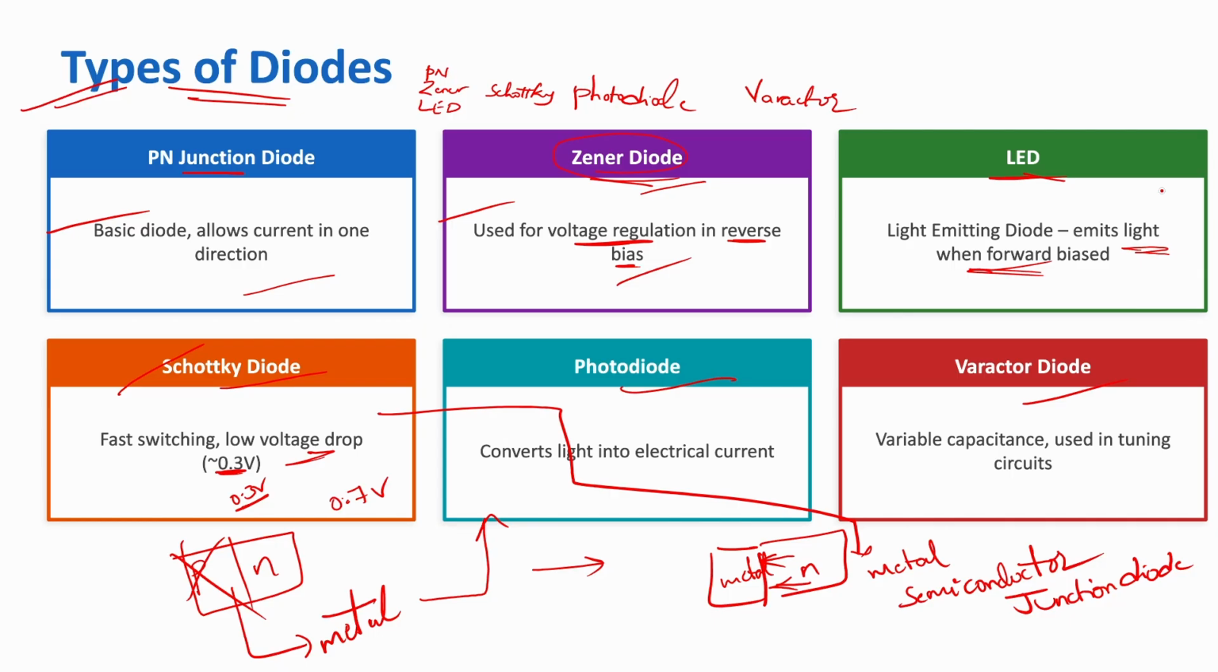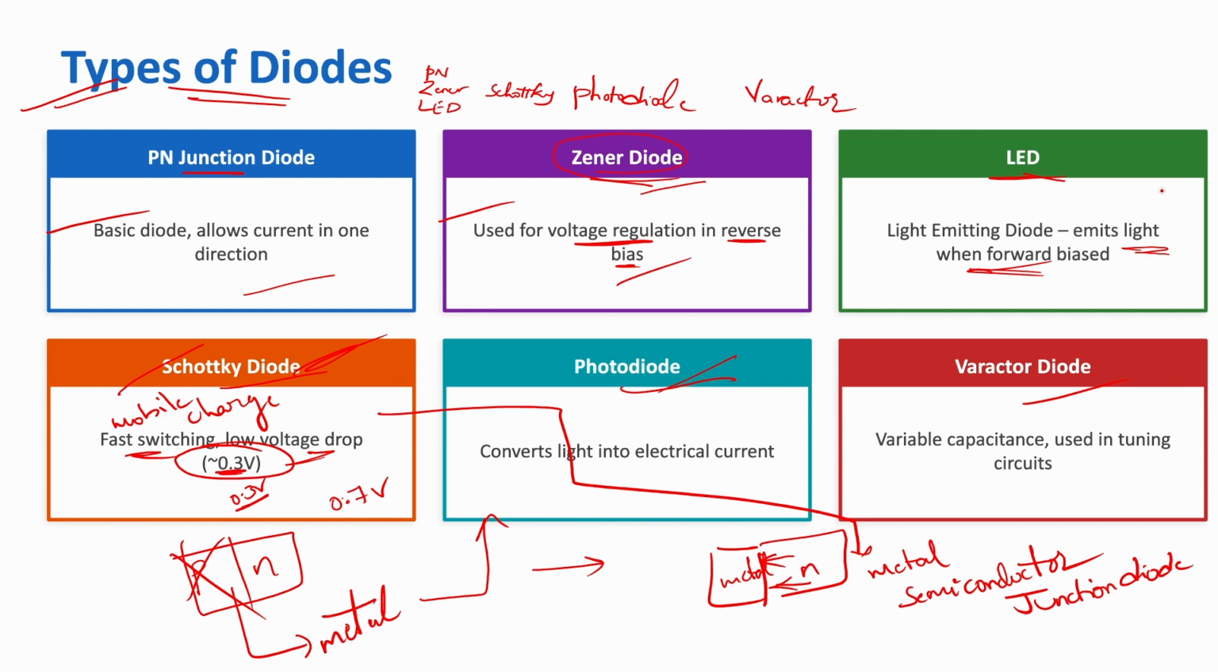So what is the use in mobile charging? For fast charging, to charge your mobile very quickly, use this technology, the Schottky diode. Fast switching is there, and low voltage drop: for a small amount of voltage only, it starts working. So these are the advantages of the Schottky diode.